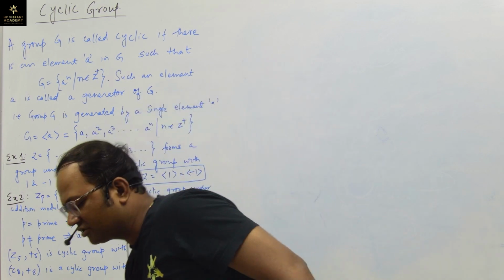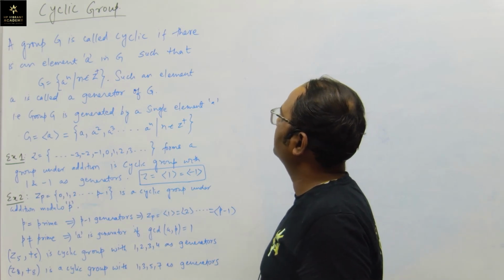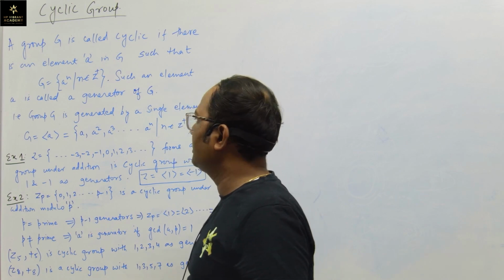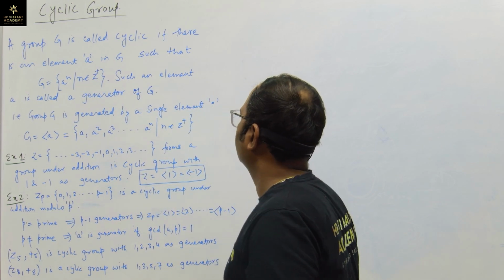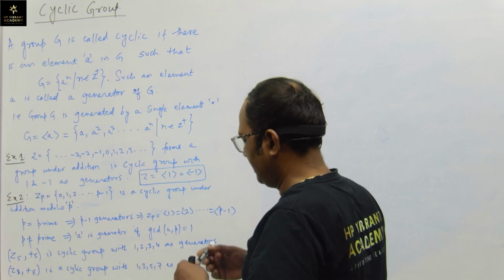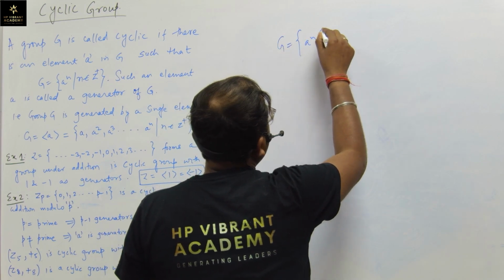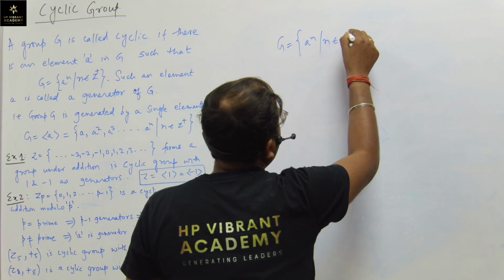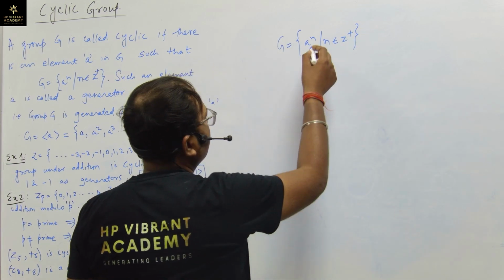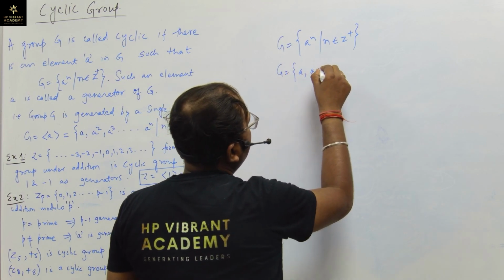Now let us go back to the definition of cyclic group. A group G is called cyclic if there exists an element A in G such that G is equal to a to the power n, such that n belongs to the positive integers. Such an element A is called a generator of G. So we have the basic structure G is equal to a to the power n such that n belongs to the positive integers.